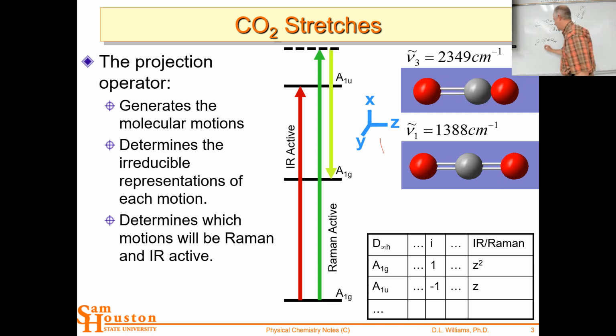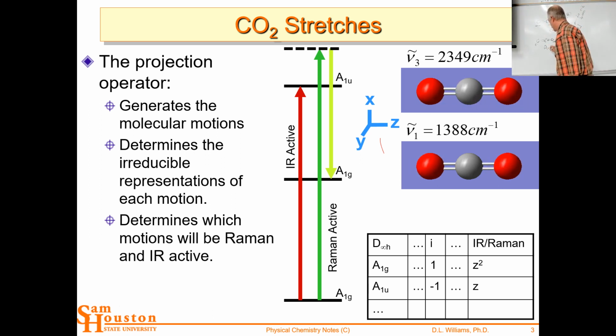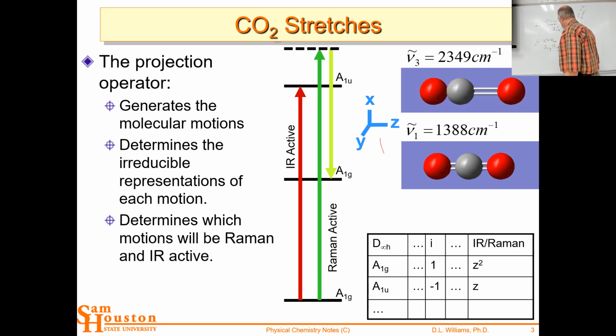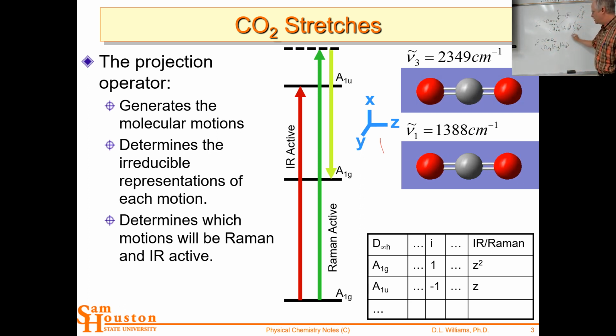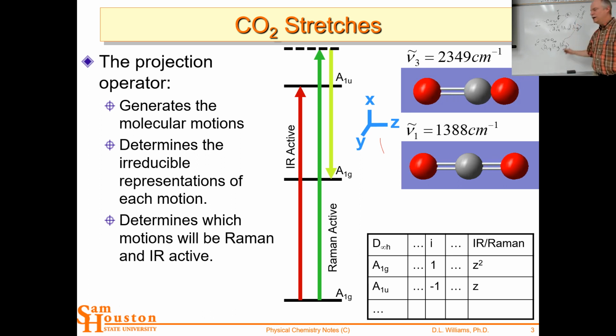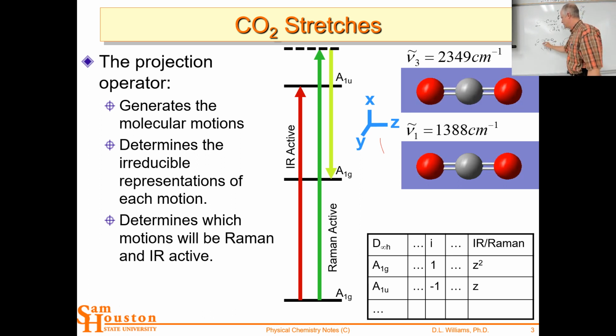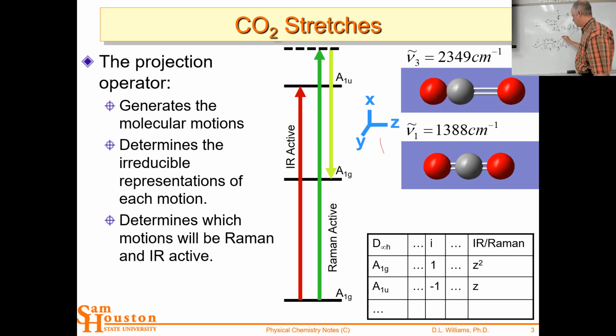So for this one, we have A1g. This one's A1g because in vibrational spectroscopy, the ones on the right are always A1g. This one is the symmetry of the motion. And this one is z squared.